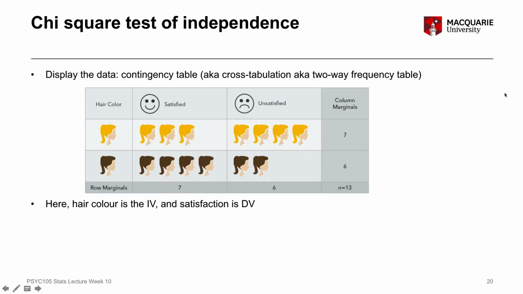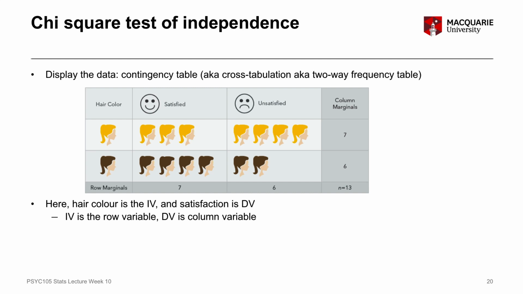So this is a representation of a contingency table or a cross-tabulation or a two-way frequency table. Okay, so as you can see, we've got our hair color as our row factor and satisfaction as our column factor. And if you do have the distinction between an independent variable versus a dependent variable for your two categorical variables, then convention says that the independent variable goes as the row factor, whereas the dependent variable goes as the column factor. There's no particular reason for that. That's just the way that these things tend to be expressed.